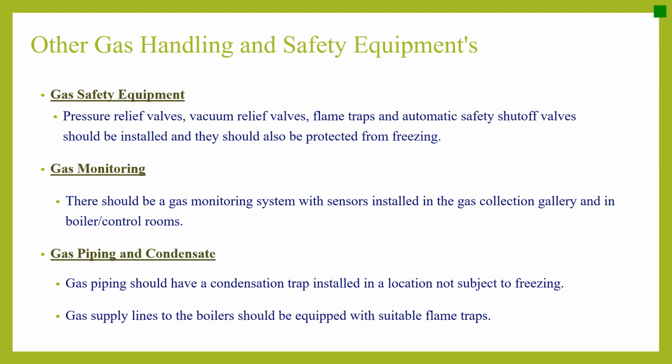Gas monitoring: there should be a gas monitoring system with sensors installed in the gas collection gallery and in boiler or control rooms. Gas piping and condensate: gas piping should have a condensation trap installed in a location that is not subjected to freezing. Gas supply lines to the boiler should be equipped with suitable flame traps.